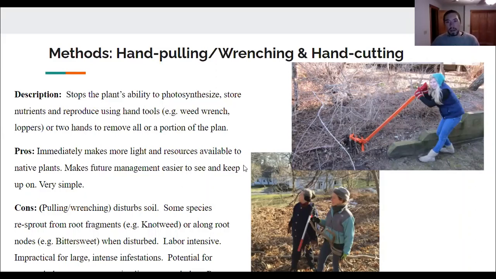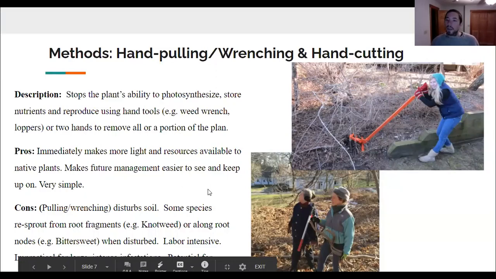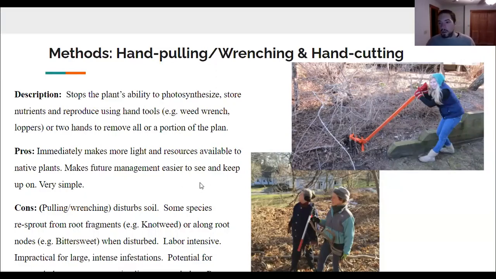And that can be kind of relative to your site conditions, but any really, really expansive infestation is going to be pretty hard to manage by hand. There's just a significant likelihood that resprouts will happen, whether you're cutting or whether you're pulling out by hand or using a weed wrench. It's almost certain that resprouting will happen. Next slide, please, Corey.